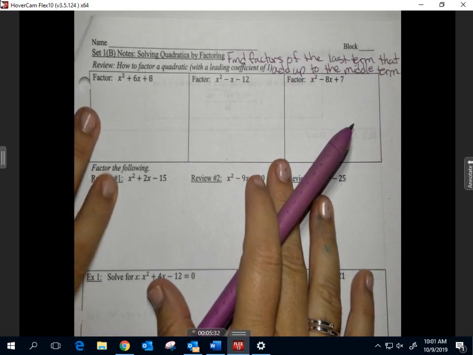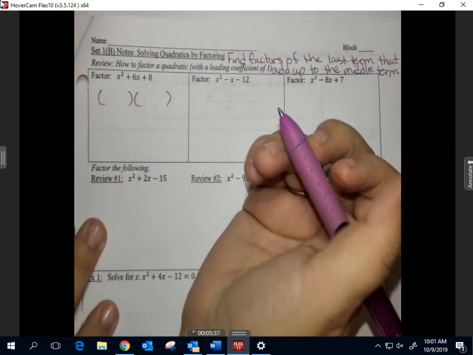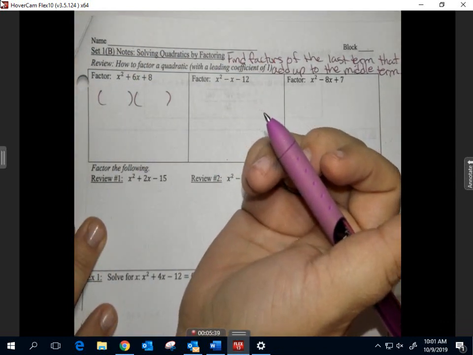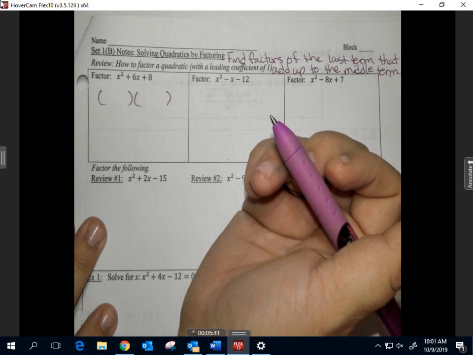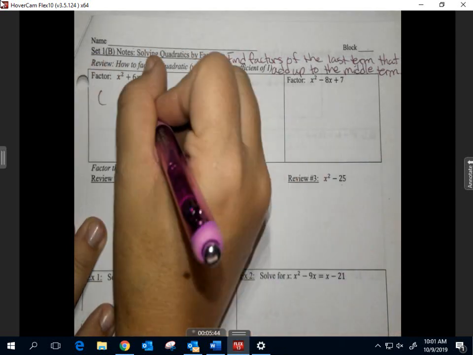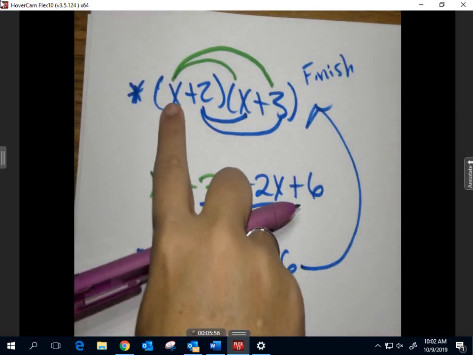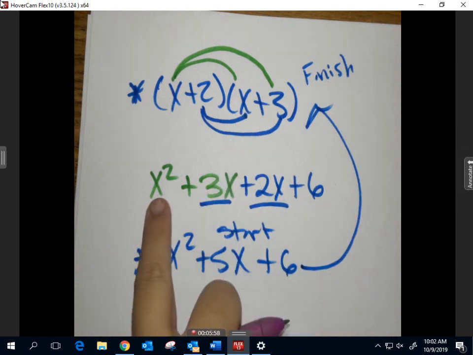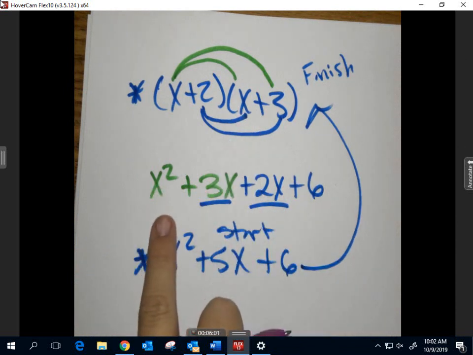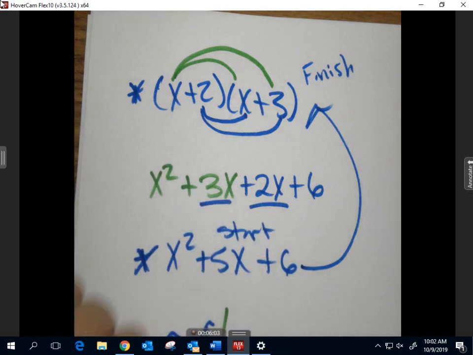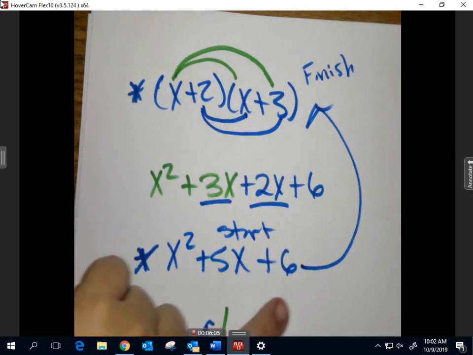Well, when we have a leading coefficient of 1, we just start factoring by writing out our 2 sets of parentheses. Both are going to start with what? X. Because remember when I multiplied earlier, x times x gave me that x squared, didn't it? Oh, so you're basically doing all this in reverse. Exactly. That's what I was saying. See, right here. So we're going backwards.